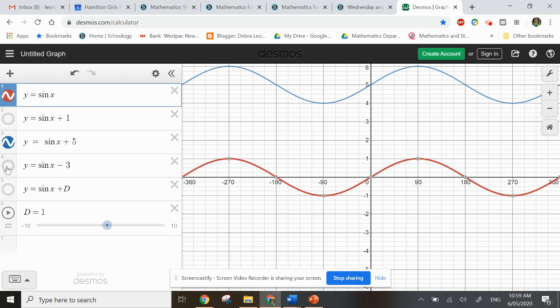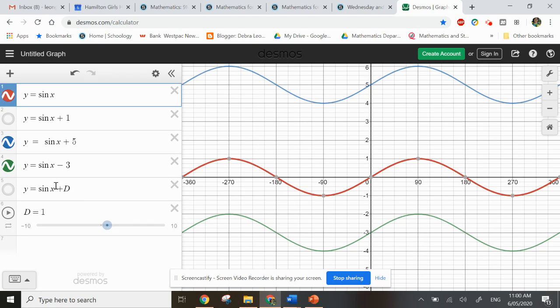So what happens if I go minus 3? Take a guess. You should shift it down. So therefore we move it down. It's like looking at y equals x squared plus 5 or y equals x squared minus 5. We know it moves it in a vertical shift. It's the same thing when you do any other curve.